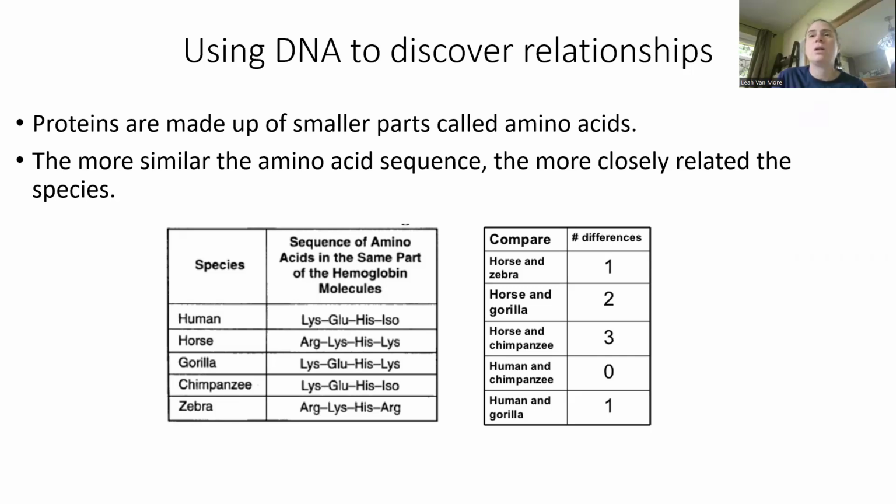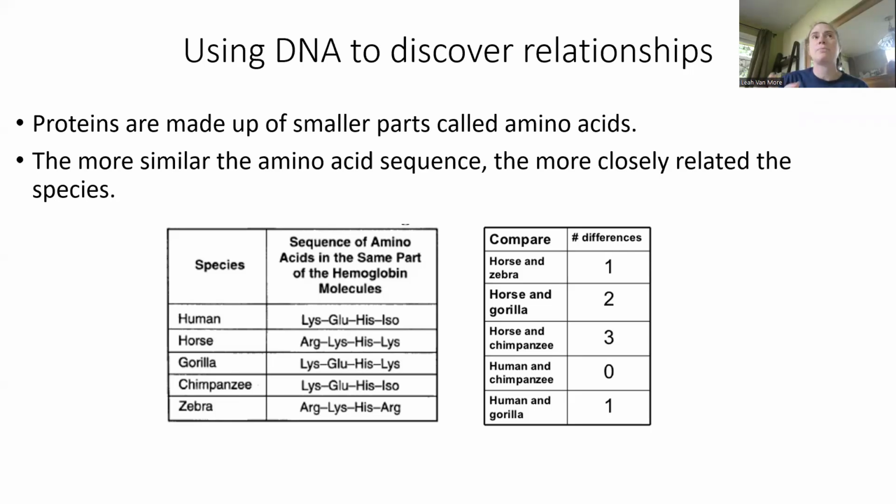And what we know is that proteins are made up of smaller parts called amino acids. We learned that during the traits and reproduction unit. And the more similar the amino acid sequence, the more closely related the two species.